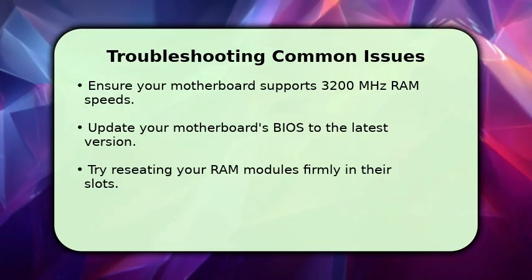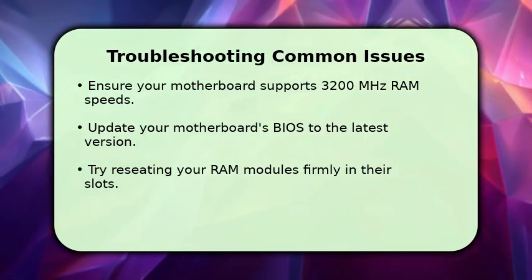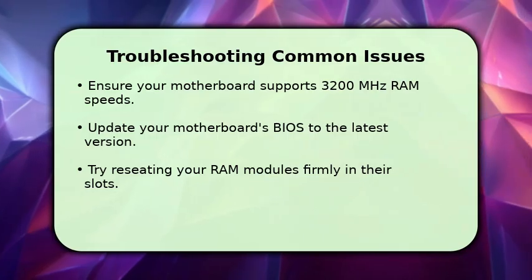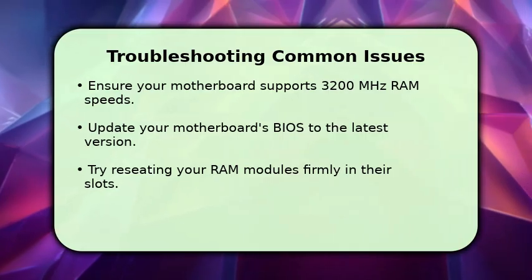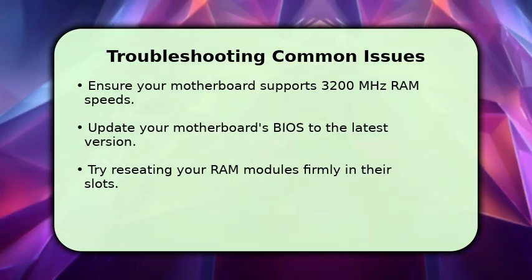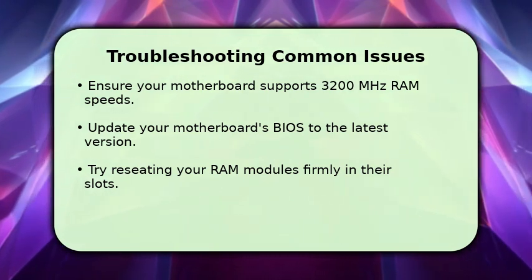Next, consider updating your motherboard's BIOS to the latest version, as this can improve compatibility and stability. Also, try physically reseating your RAM sticks. Sometimes a loose connection can prevent proper detection. These steps often resolve common issues when adjusting memory speeds.